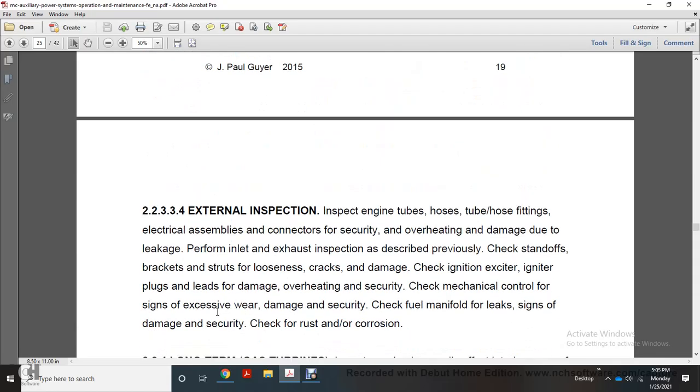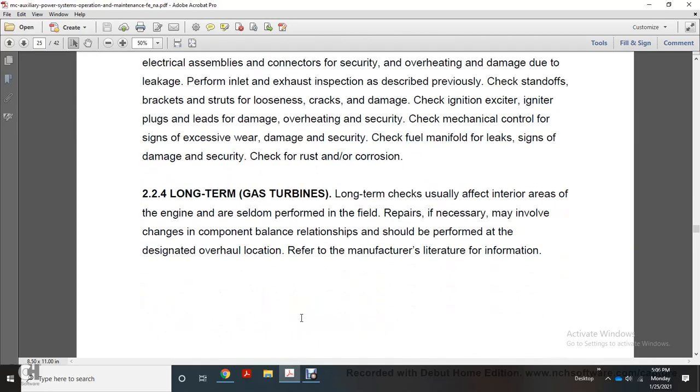External tube inspection. Inspect the engine tubes, hoses, tube housing, fittings, and electrical assembly connectors for security, overheating, and damaged tubes with leakage. Perform the inlet and exhaust inspection described previously. Check the standoff brackets and struts for looseness, cracks, and damage. Check the ignition exciter and igniter plug leads for damage, overheating, and security. Check the mechanical controls for signs of excessive wear, damage, and security. Check the fuel manifold for leaks, signs of damage, and security. Check for rust or corrosion.